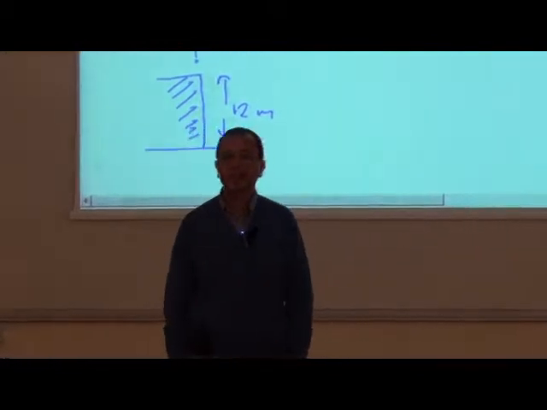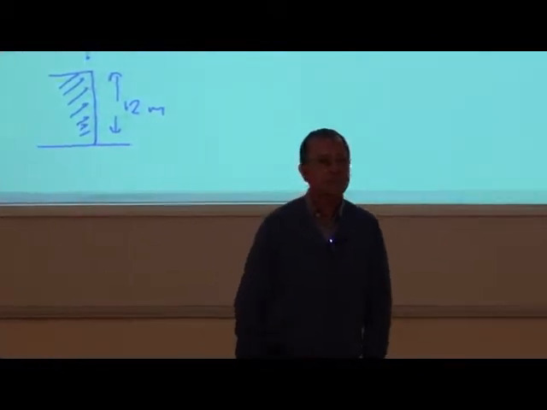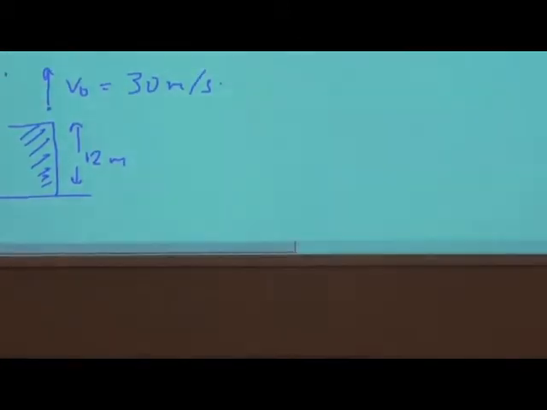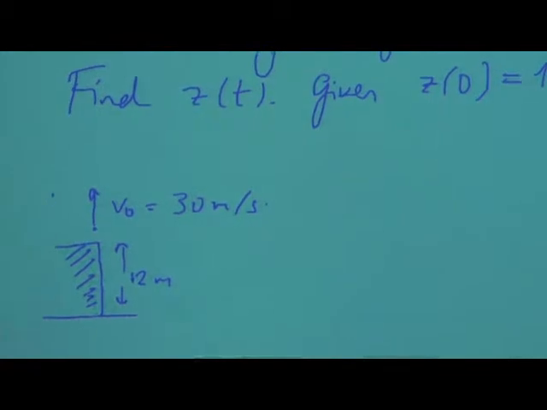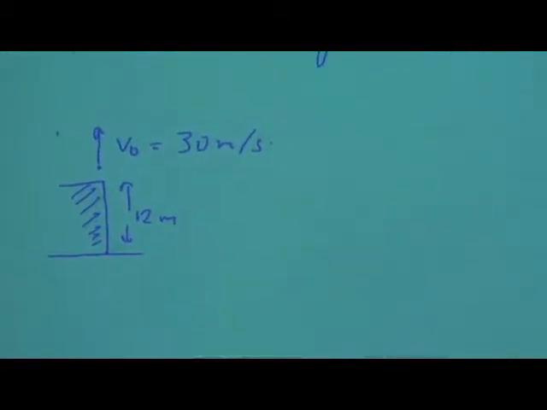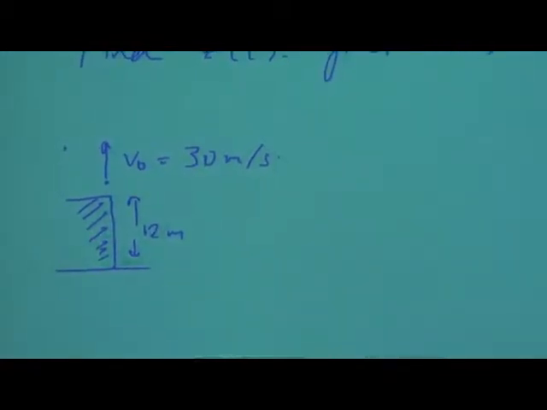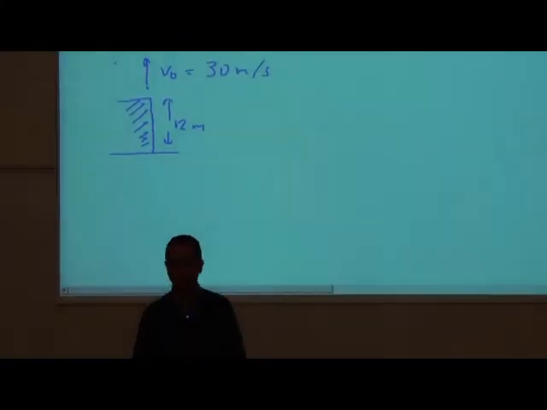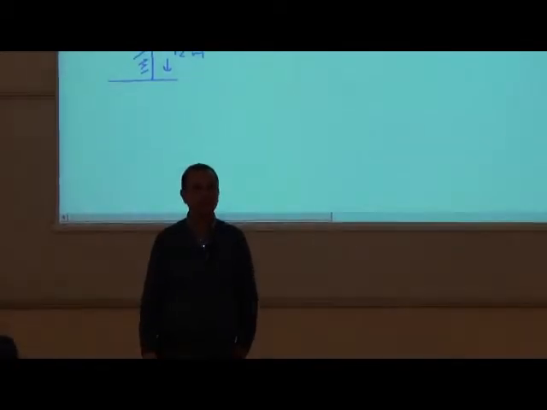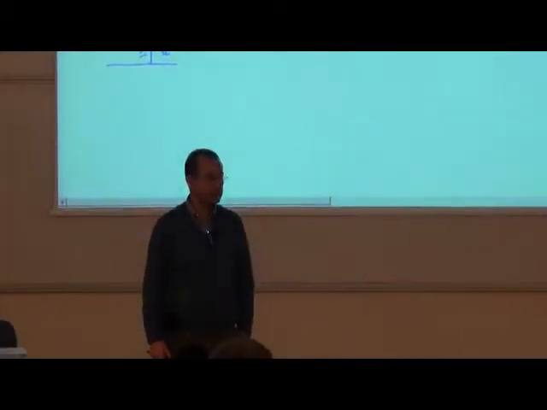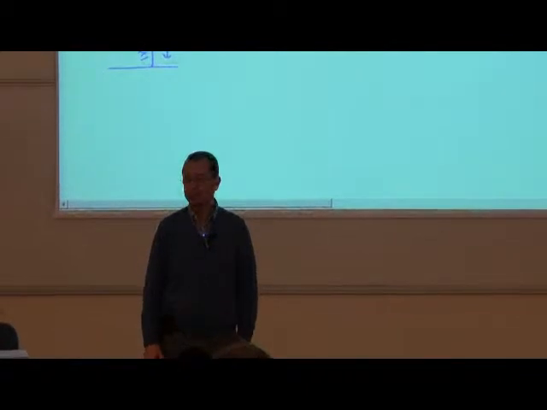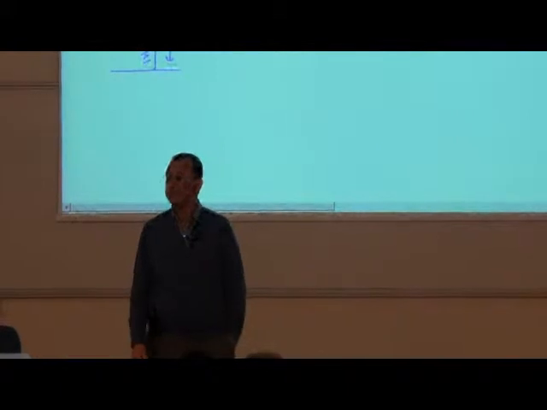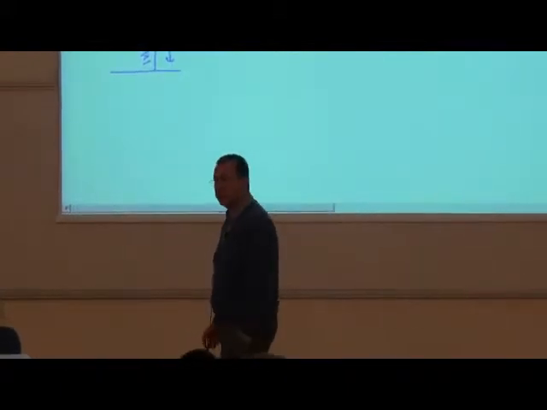Just a quick example. Somebody is standing on top of a building at 12 meters. He throws a stone upwards, vertically upwards, and the initial velocity is 30 meters per second. The acceleration is due to gravity. Let's take it as minus 10 meters per second squared.